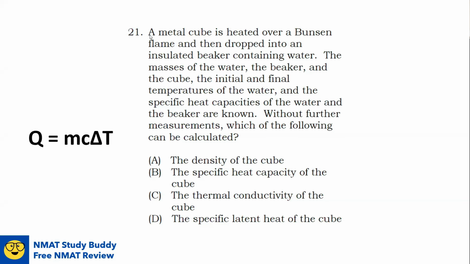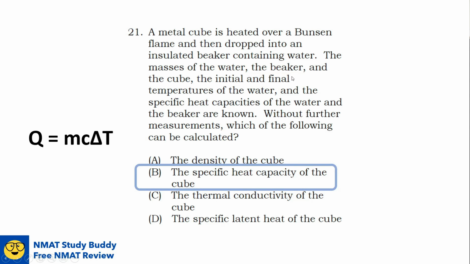Number 21. A metal cube is heated over a Bunsen flame and then dropped into an insulated beaker containing water. The masses of the water, the beaker, and the cube, the initial and final temperatures of the water, and the specific heat capacities of the water and the beaker are known. Without further measurements, which of the following can be calculated? So yung correct answer dito is letter B, the specific heat capacity of the cube.